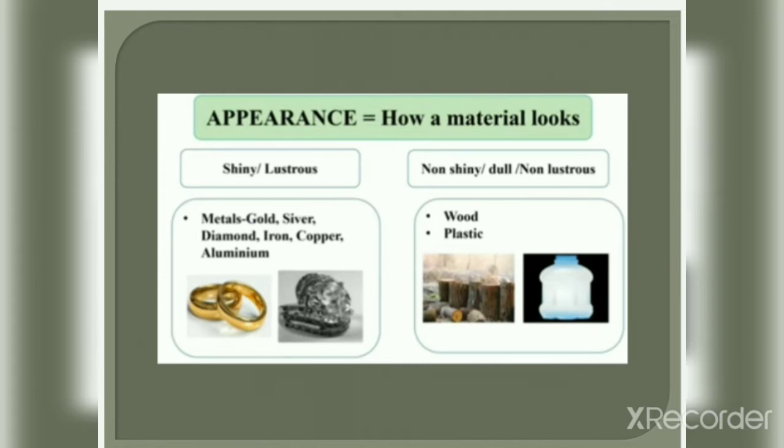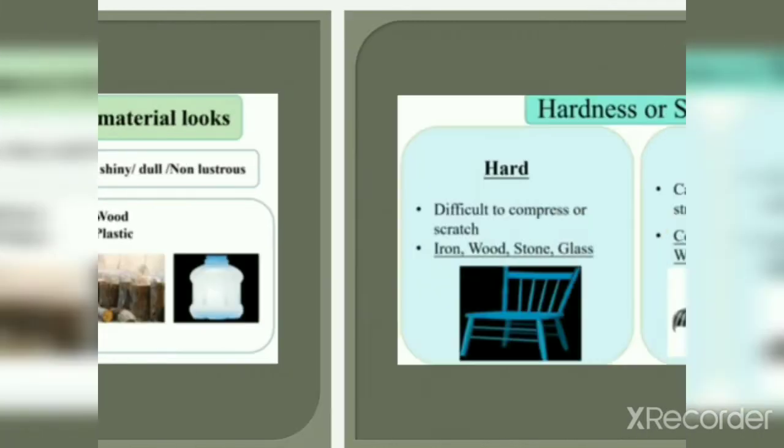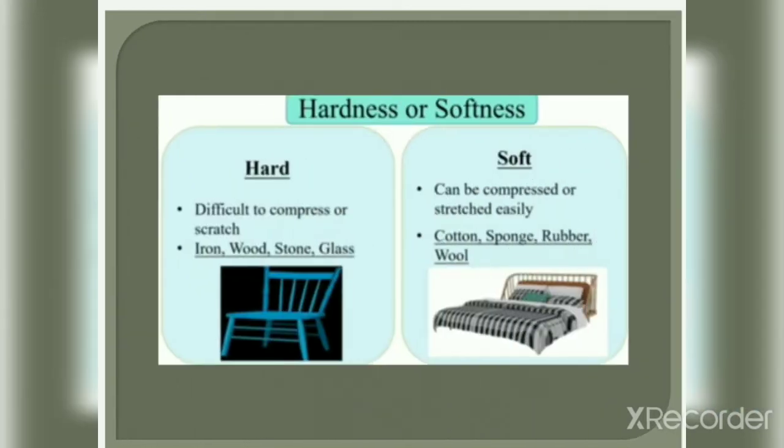For example, metals such as gold, silver, diamond, iron, copper, aluminium are very shiny. Whereas if we talk about wood and plastics, they are dull and non-shiny. So, the next property is hardness.